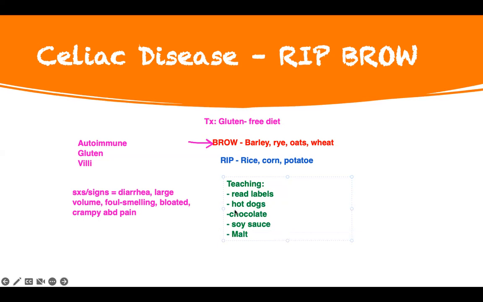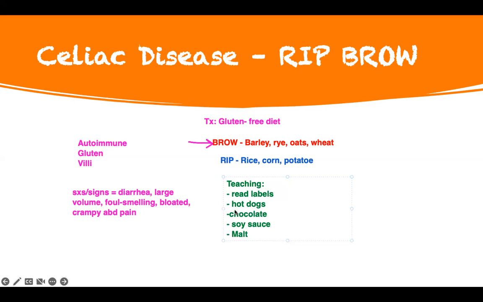And guess what? This is your SATA question right there. They will give you a bunch of food and say which one can they eat. Then you've got to figure it out. But if you know this, it's like, oh, this is straightforward. I'm looking for barley, rye, oat, but there are other things. You go outside and buy hot dogs. Well, guess what? You're going to get sick. In the teaching, read labels and everything.